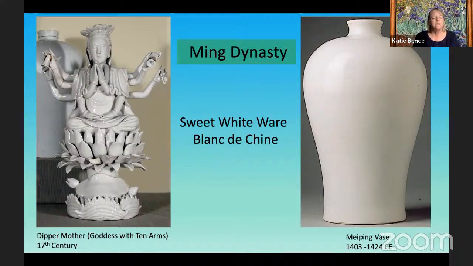According to legend, the 7 stars of the Big Dipper, or Ursa Major constellation, were born from lotus flowers that grew in a pond while she, a virtuous queen, was bathing and felt the movement of the Tao. Seated on a lotus pedestal, she holds the sun and the moon in her topmost pair of hands. This type of porcelain was called blanc de Chine, literally translated white from China. And it was made in Dehua, a town in the Fujian province along China's southeast coast.